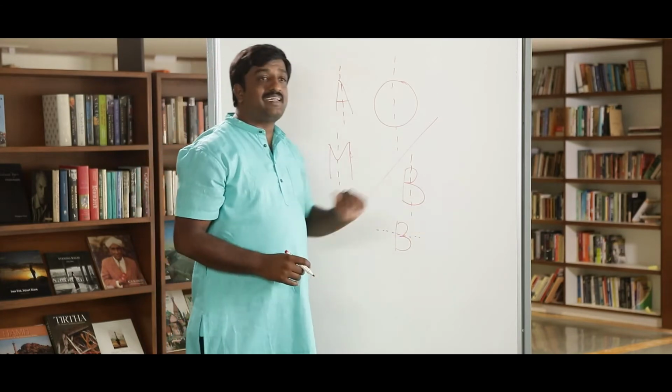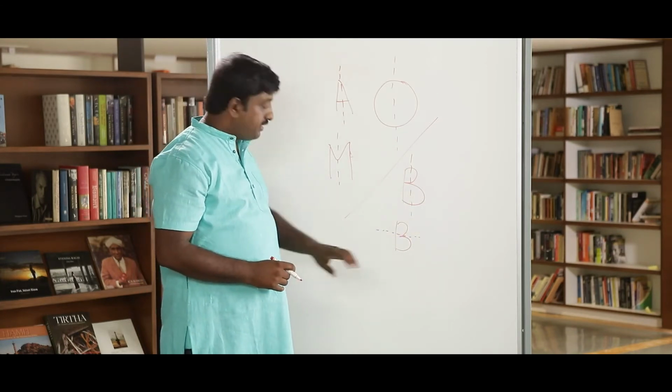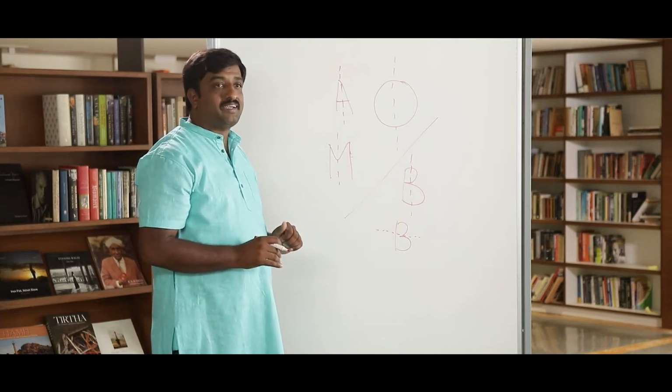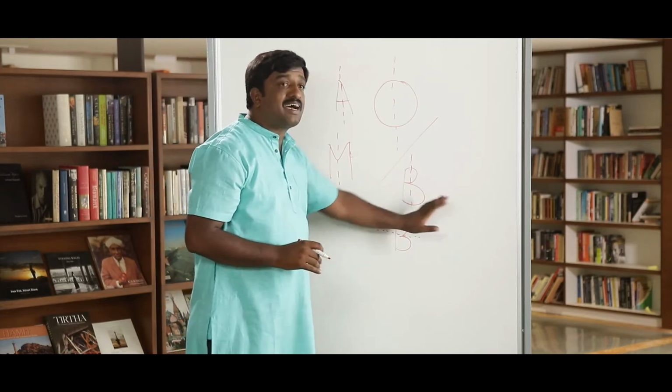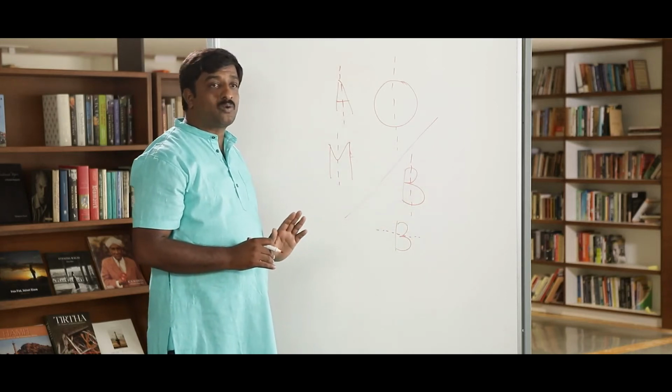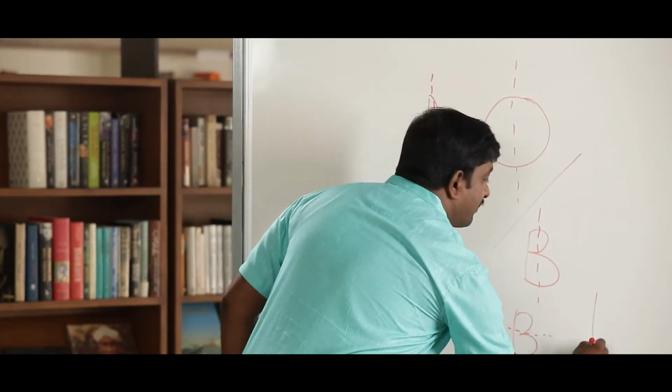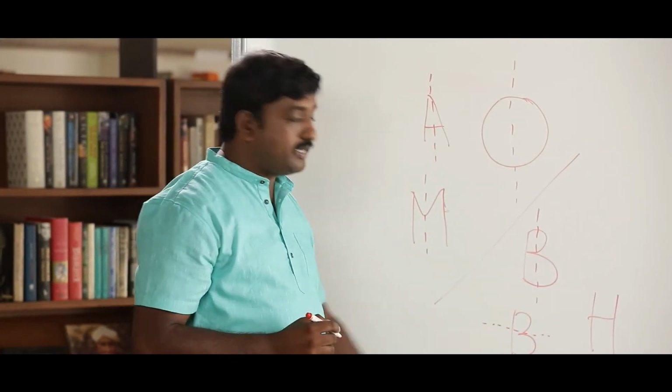However, if we divide this letter horizontally, the lower and the upper parts match each other. So they can be called horizontal symmetry, horizontally symmetric shapes. Similarly, we can look at another letter. This is the letter H.